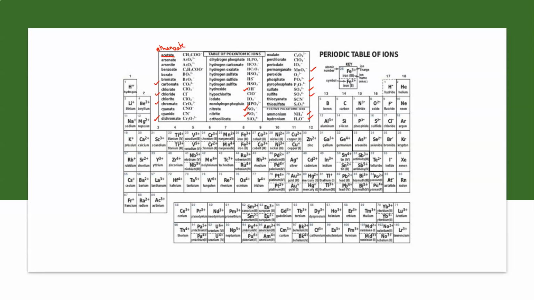So I encourage you to go to your textbook, have a look at those key questions and start to practice this skill, because it is certainly one that we need in order to be able to write balanced chemical equations in the future. So I hope you have understood this, and I'll see you in class.